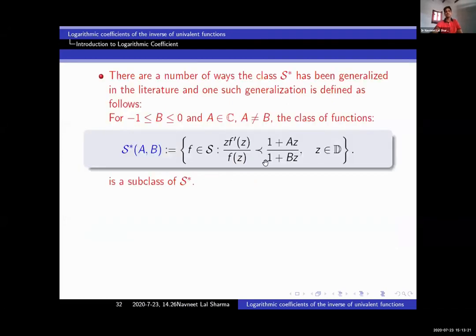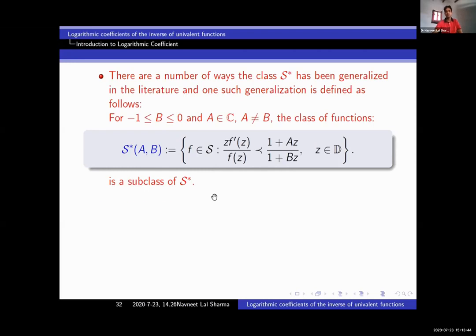So now I am going to discuss the generalization of the class of starlike functions. There are a number of ways in which the class of starlike functions is generalized in the literature. Here I am taking one generalization, that is called the Janowski starlike function. It is denoted by S*(A,B), the class of f with zf'/f subordinate to (1+Az)/(1+Bz). And this class is a subclass of starlike functions.